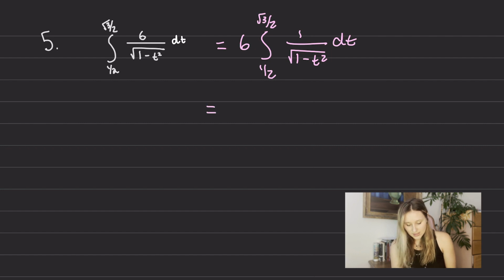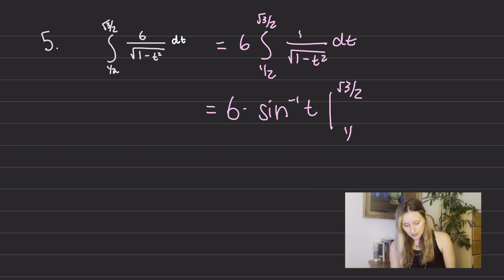What is this? This is 6 times the inverse sine of t evaluated at root 3 over 2 and evaluated at 1/2. What is the inverse sine of root 3 over 2?